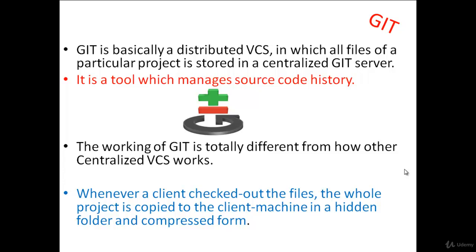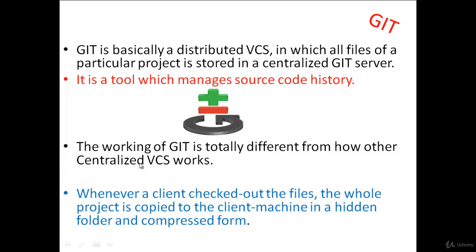It will track whatever changes you make in your current project, or whatever new things you implement in your current project. It will track all the changes, right? So if you add even two lines of statements in your current project code, that as well will be tracked by the Git software itself, right?